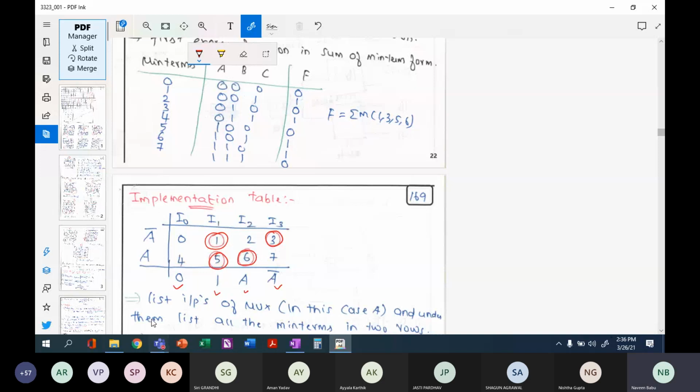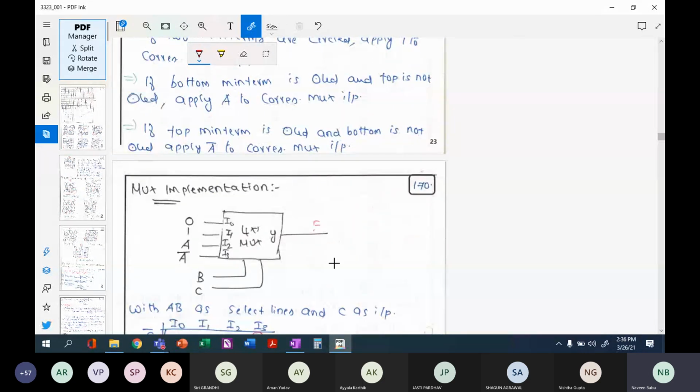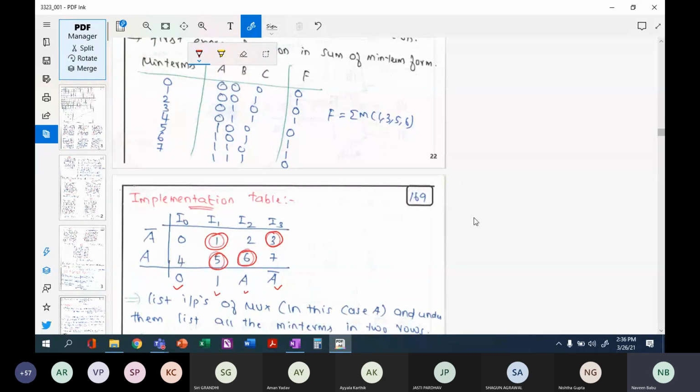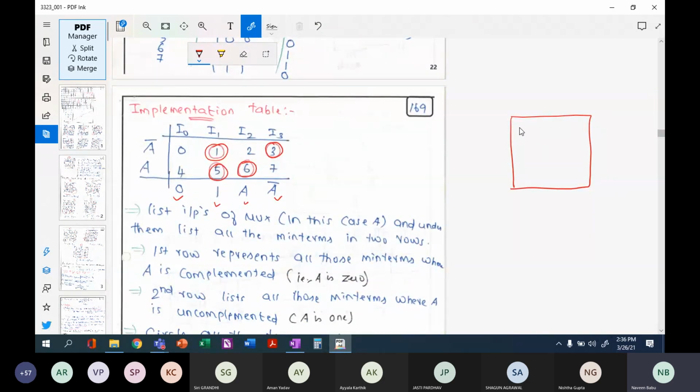Now we are ready to draw the implementation diagram. The rules have been listed down here. Anyway, when I give you the notes, you will understand. Now the implementation part. Let me draw it here. Because I'm going to implement it using a 4x1 multiplexer, my inputs are going to be I0, I1, I2, I3, my select lines are going to be S1, S0, and my output is going to be Y.